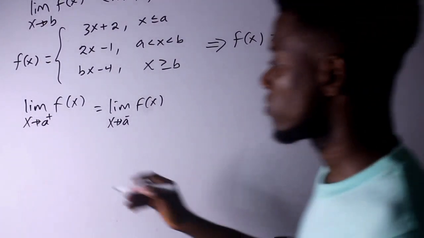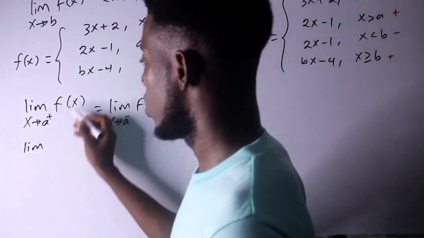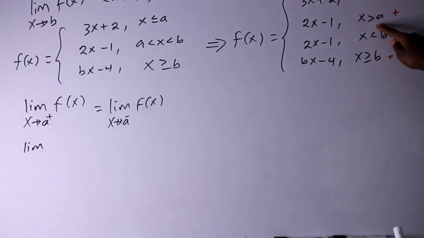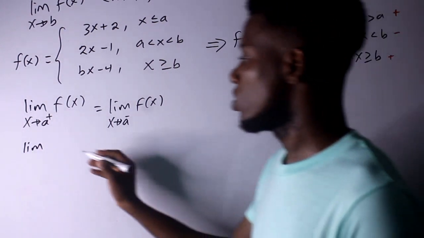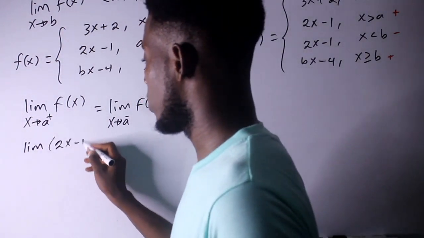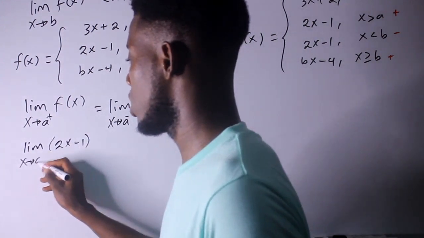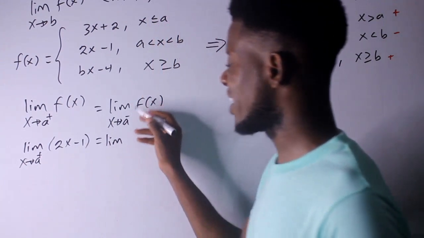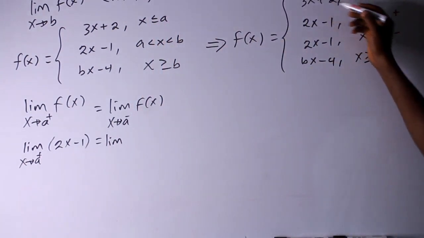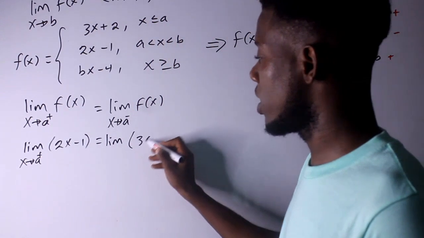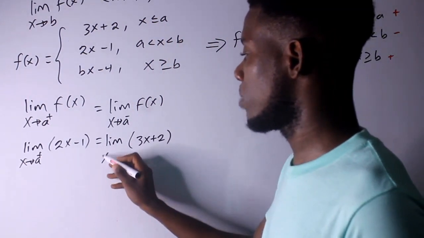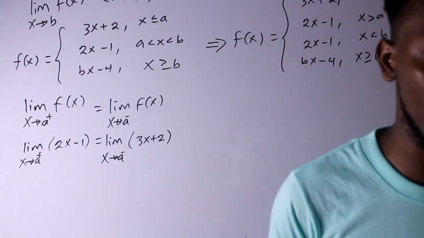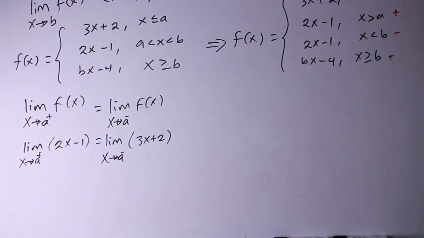So we have the limit. What is L of x as x approaches A from the right? As x approaches A from the right, L of x is 2x minus 1. So the limit of 2x minus 1 as x approaches A from the right should be equal to the limit as x approaches A from the left, where we have 3x plus 2. The limit of 3x plus 2 as x approaches A from the left. Now, once you have this, you can move on to simplify.